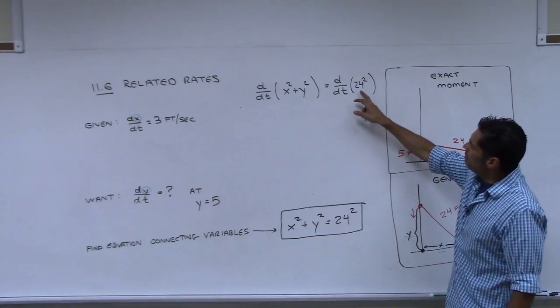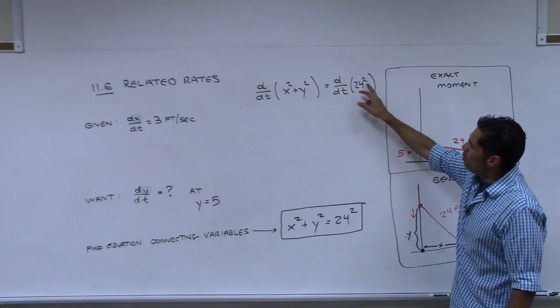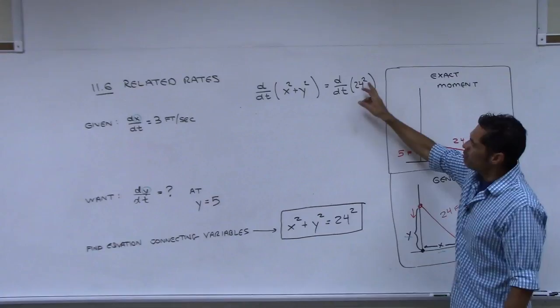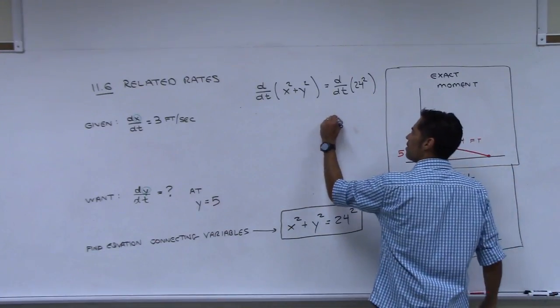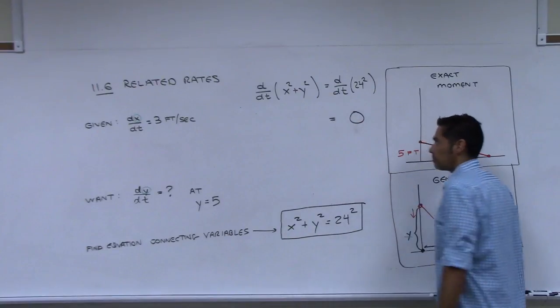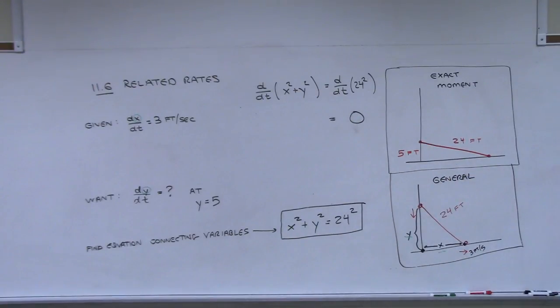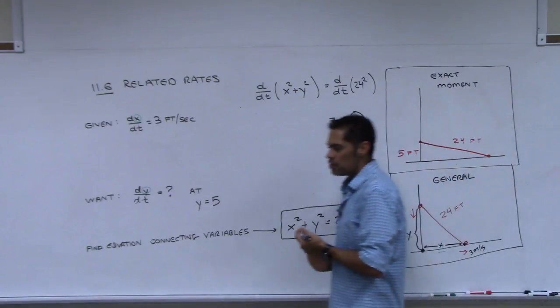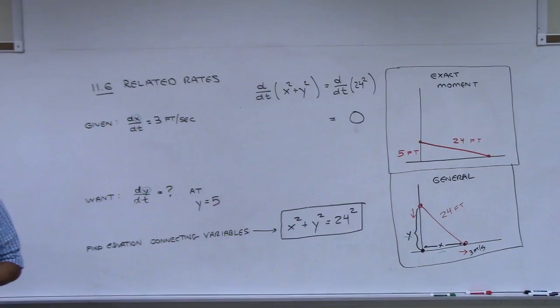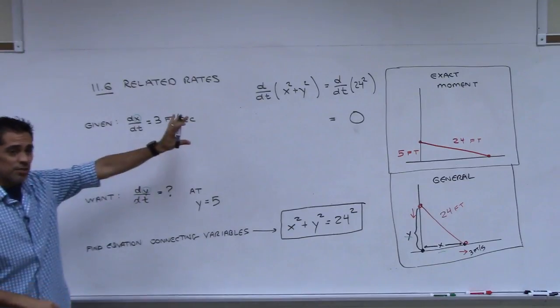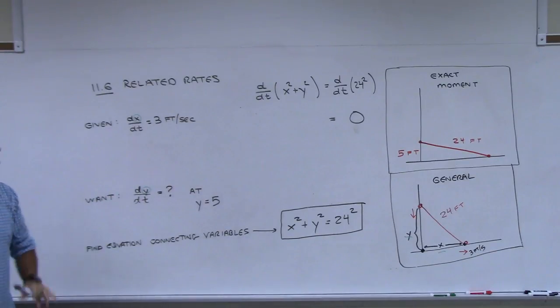What is the derivative of 24 squared? Well, 24 squared is a constant, right? So the derivative of a constant is 0. So the right side's easy, I hope. Here's the challenging part. We are differentiating with respect to what? Time. Time, not x, not y. You'll see why we're doing time. After I finish this next line, you'll see why I'm doing it.